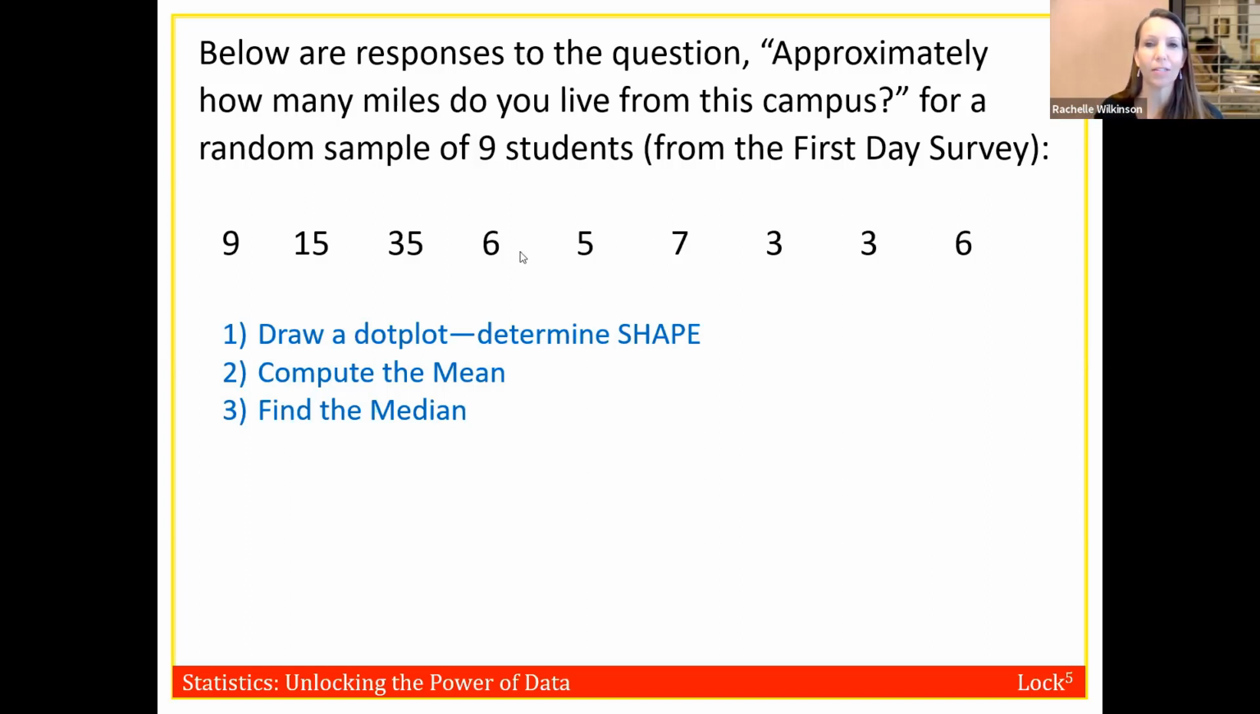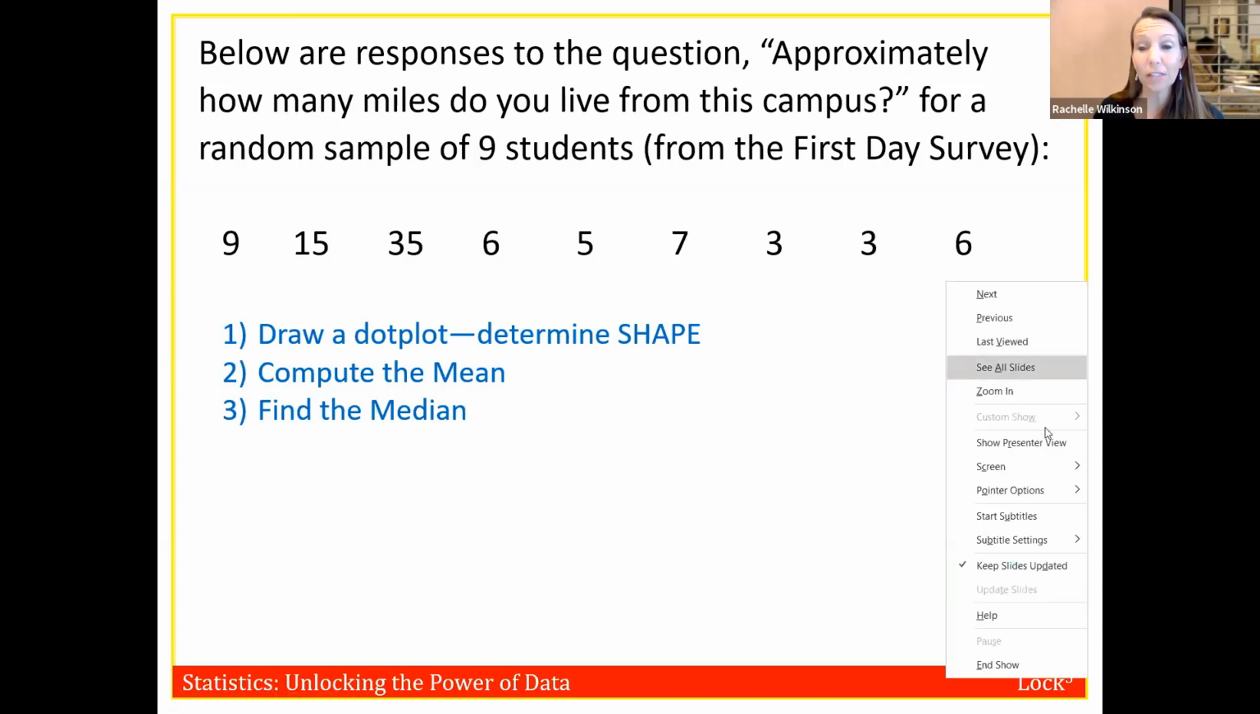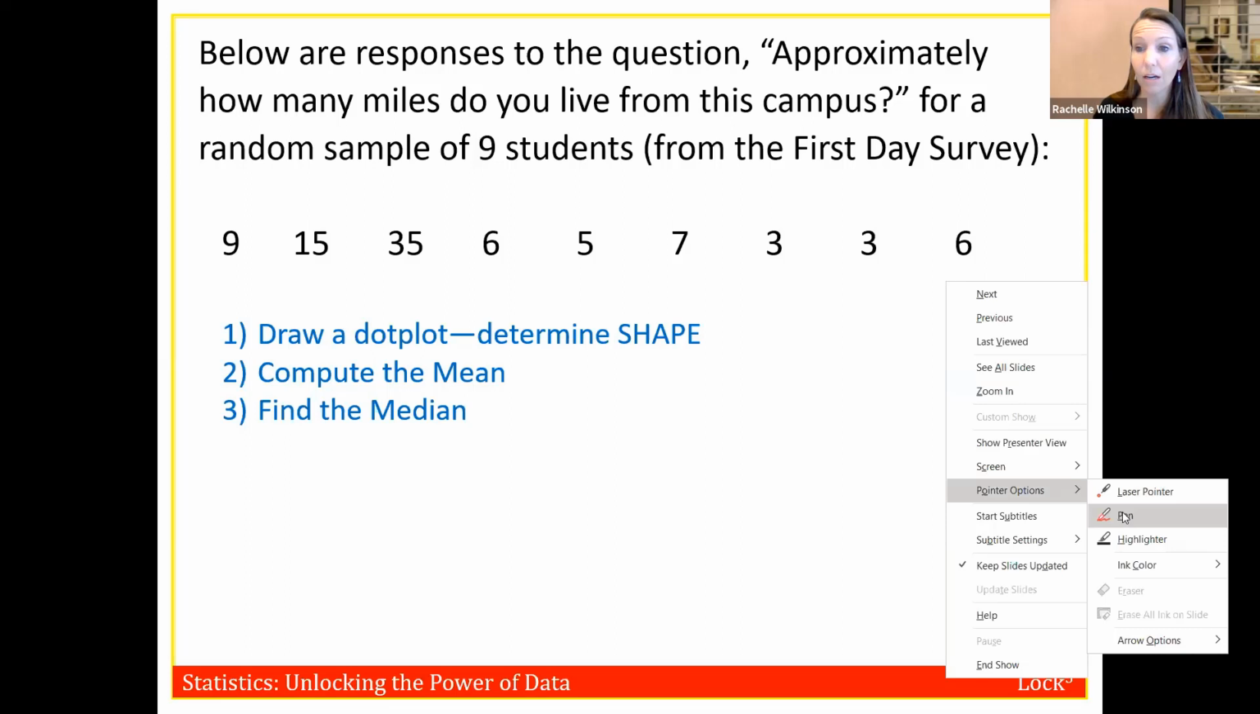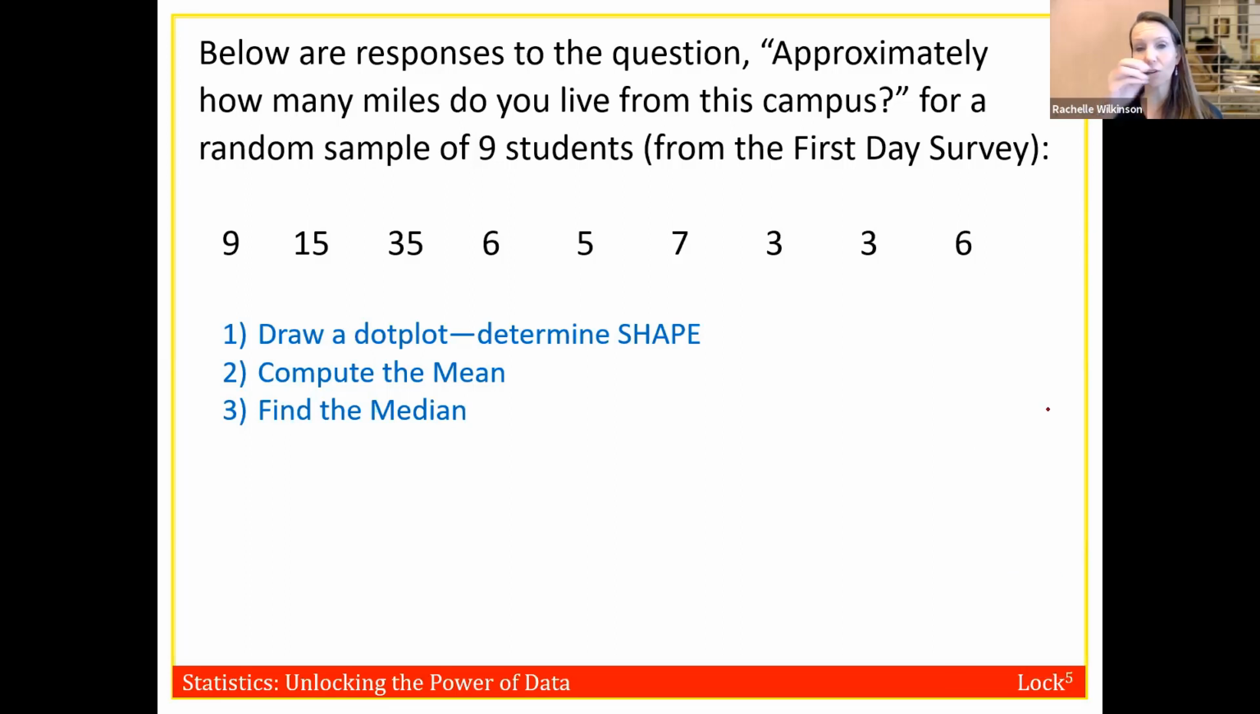These are 9 students' responses for how far did they live from campus. Okay, so the first thing I'm going to do here is we're going to draw a dot plot. Remember, dot plots are super easy to draw by hand because all we have to do is draw the x-axis, and then we're going to put a dot, or the way that I have to do it on my computer is draw an X, because it does not like it when I try to draw dots. It thinks I'm trying to do something else. But an X is fine. We've done stars before in our class, so any old little symbol you like.